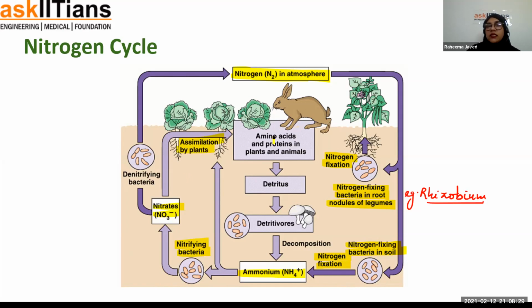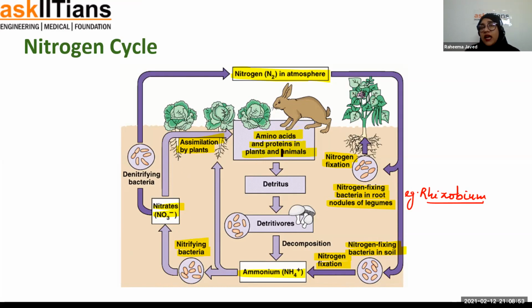Assimilation by the plants is done. The plants use nitrates to synthesize proteins. When these plants die, the plants, which have synthesized the proteins, are also taken up by the animals. They are also used up by the animals, by all the heterotrophs, you can say.